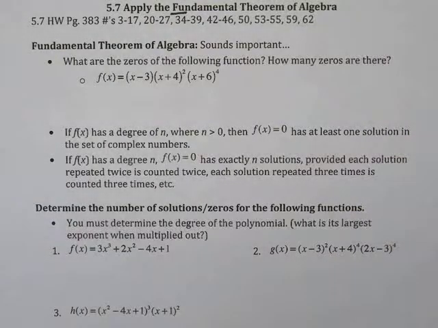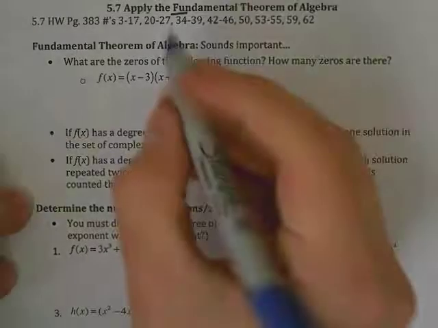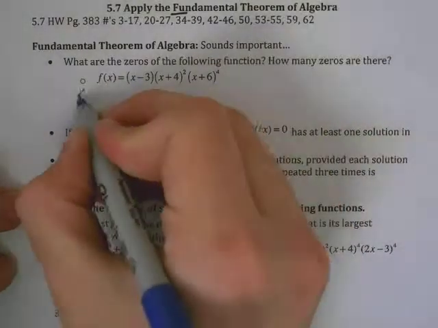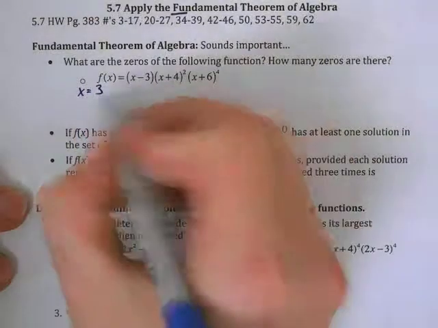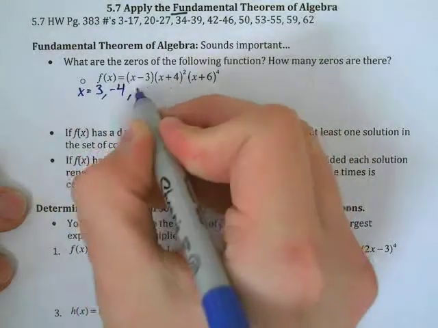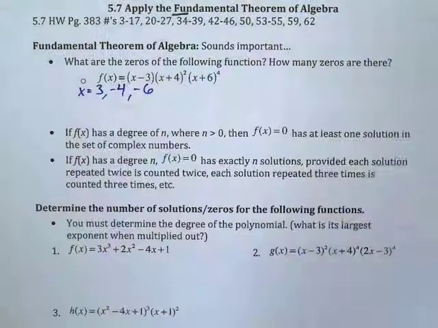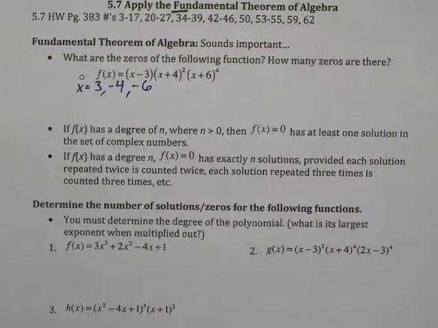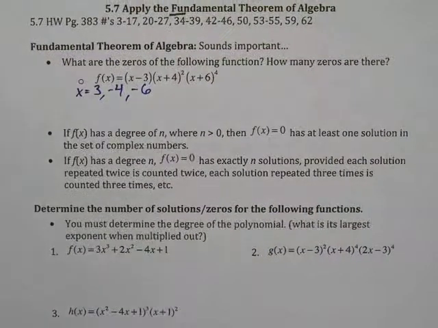We know if we want to find the zeros of something in factored form, we just set each of the factors equal to 0. So we'd set this factor equal to 0 and get x equals 3, -4, and -6. So there are the zeros of this function. Those are the only ones. And it looks like there are 3 of them.